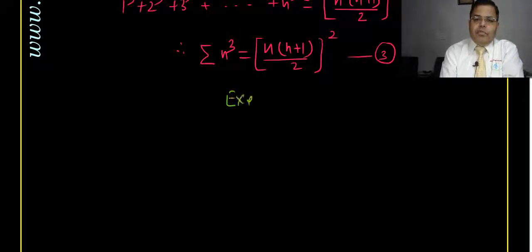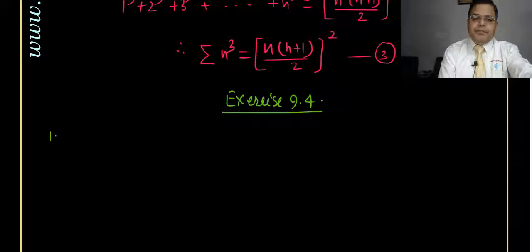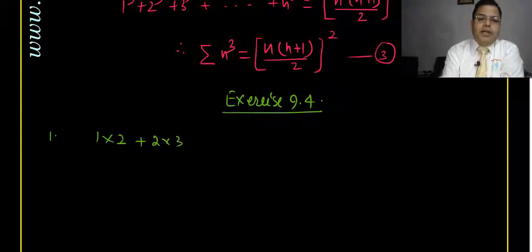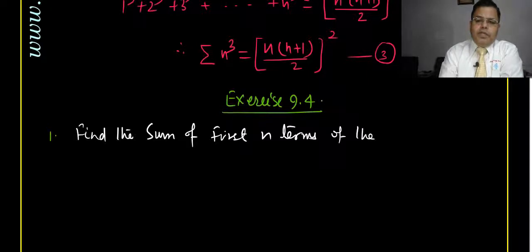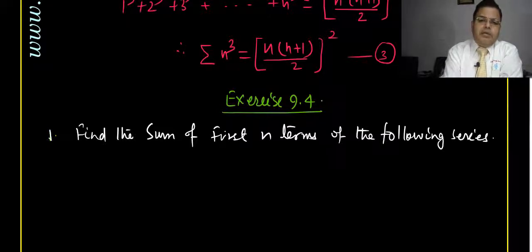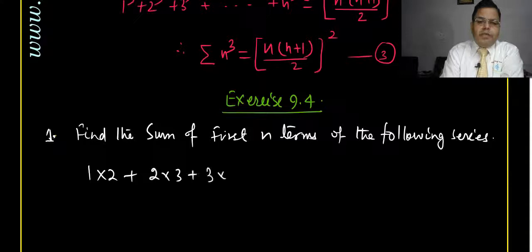Now we are going to discuss questions, and how these will be used, in exercise 9.4 of your booklet. The very first question is: find the sum of first n terms of the following series. The first question is 1 into 2 plus 2 into 3 plus 3 into 4 plus 4 into 5 plus, like this, up to n terms.